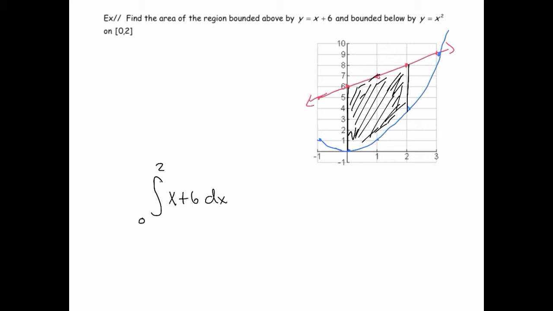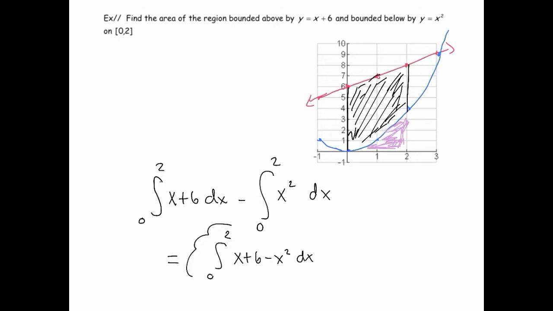Now that would get you all that black, but it would also get you all of this purple in here, because it would be the area just under x plus 6. But you'd want to subtract the area under the parabola, so you would subtract the area under x squared, and now you've gotten rid of that purple. Now because the limits of integration are the same, you can just write it as one integral if you'd like, and that would be perfectly okay.